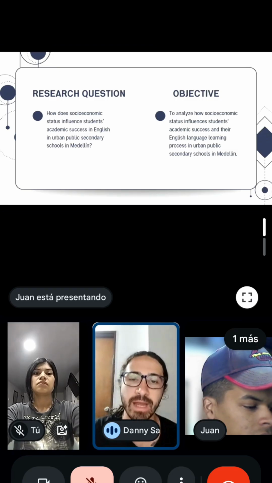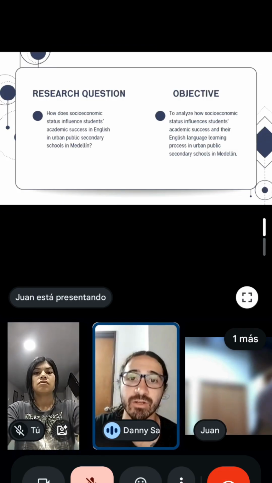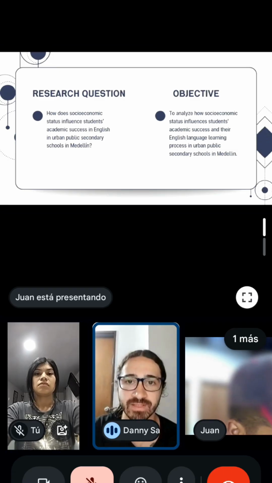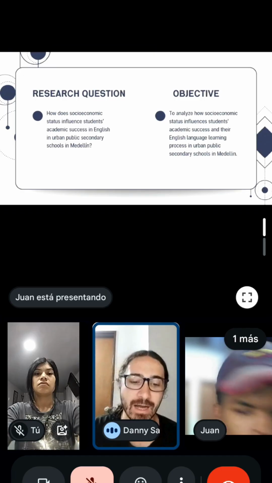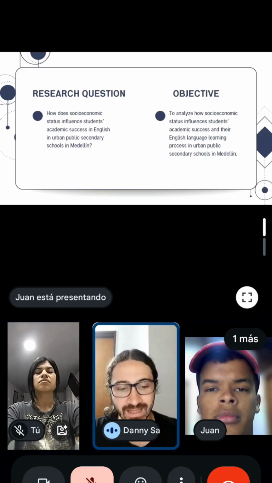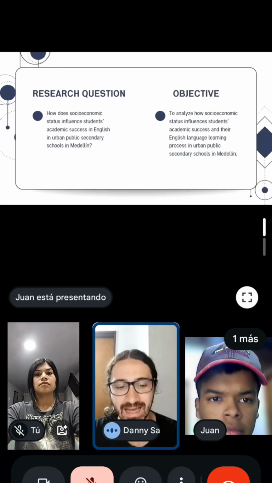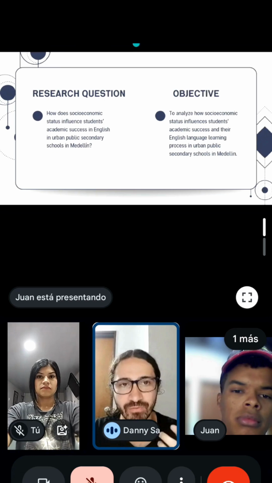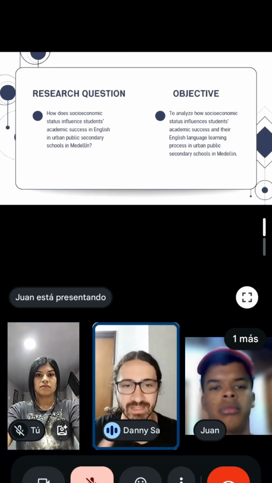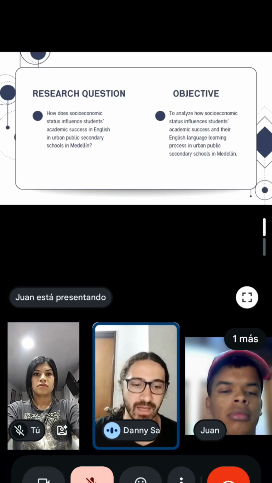Our main objective is to analyze how socioeconomic status influences students' academic success and their English language learning process in urban public secondary schools in Medellin. We chose this objective because it allowed us to study in depth and understand how different factors are connected and related to each other, and not just to describe them.